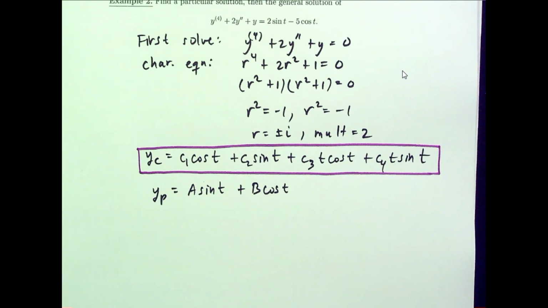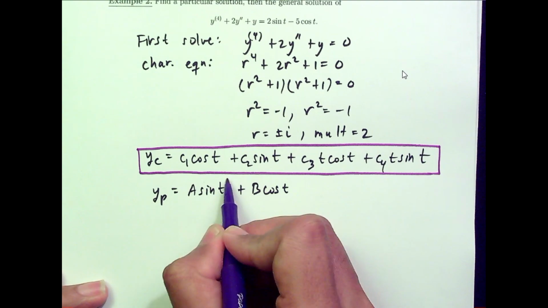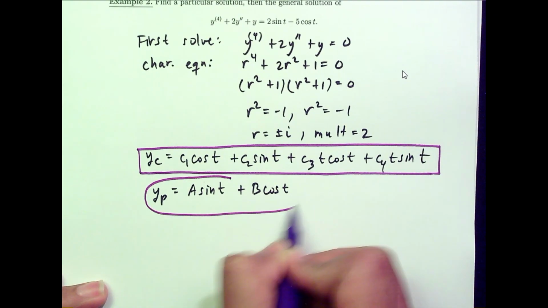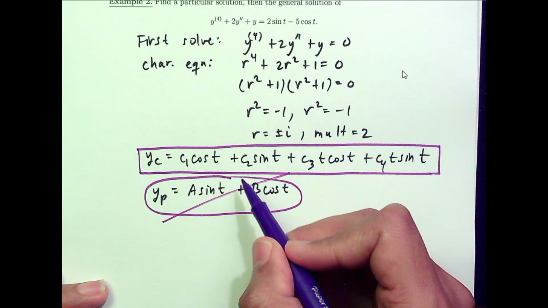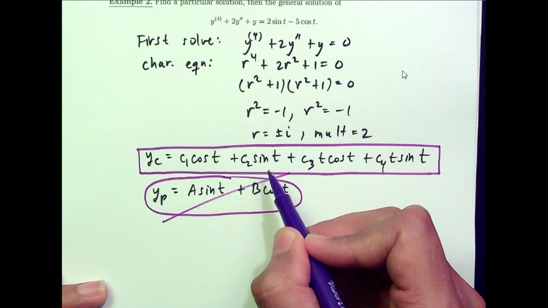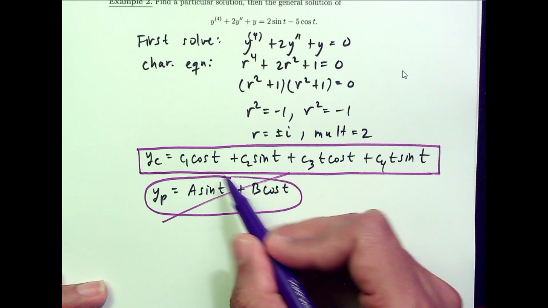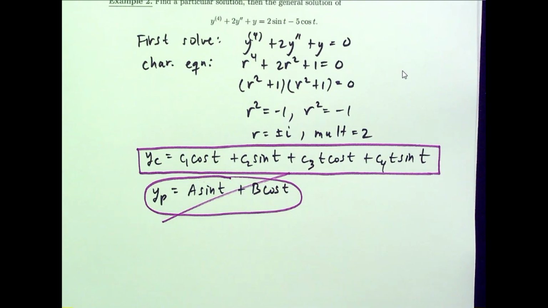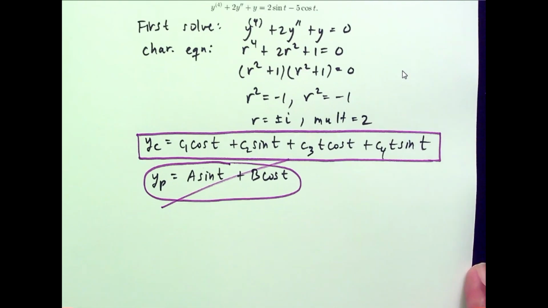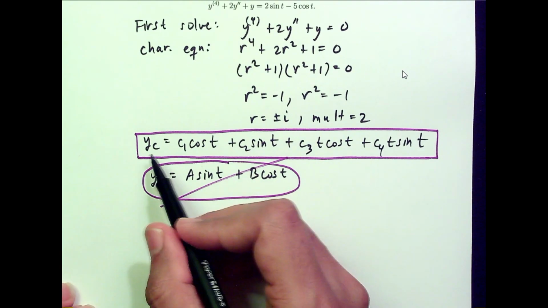So you could write a cosine plus b sine, it's the same thing. So it doesn't matter. Okay, so that's our guess. However, note that there's overlap. So this cannot be the guess because there's duplication. A sine of t is the same as this general term, and then b cosine of t is an overlap with that one. So that cannot be the guess. It's not going to work. It's duplicated with a complementary solution.